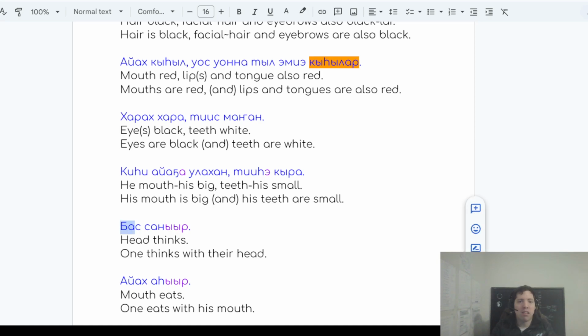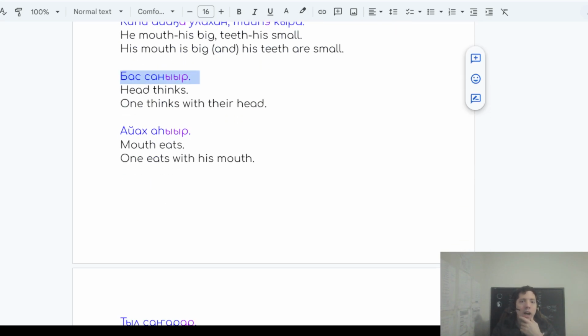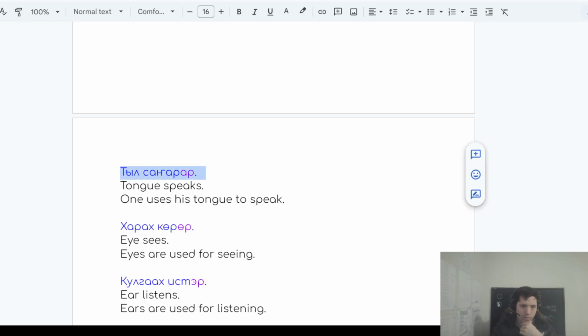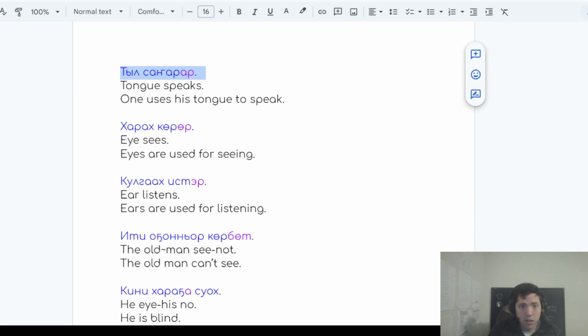Then bas saner. Head thinks. You think with your head. Bas saner. Ayach ahur. We eat with our mouths. Ayach akhir. Tel sangarar. We speak with our tongue. Tel sangarar. Harach kurur. We see with our eyes. Eyes see. Harach kurur. All right.